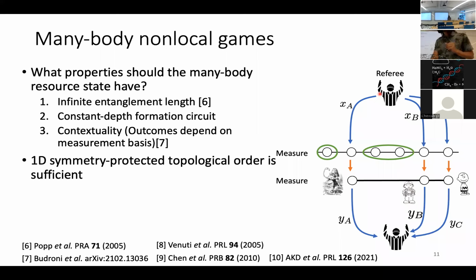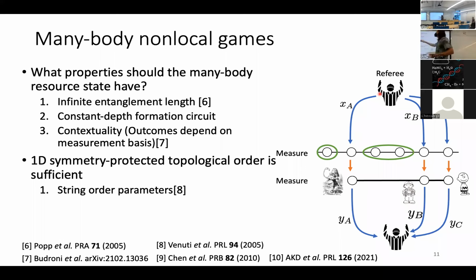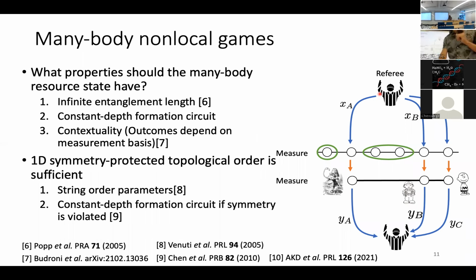Yeah, and so basically the idea here is that 1D symmetry protected topological order satisfies all of these three requirements. We know that there's this infinite entanglement length in 1D symmetry protected topological order, and it's related to the non-zero string order parameter that characterizes this special type of many-body order. Furthermore, it's a known fact that if I violate the symmetry that defines this SPT phase that we heard about earlier, one can actually form these ground states with a constant depth formation circuit.